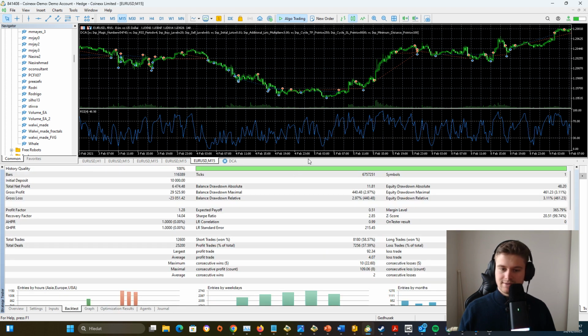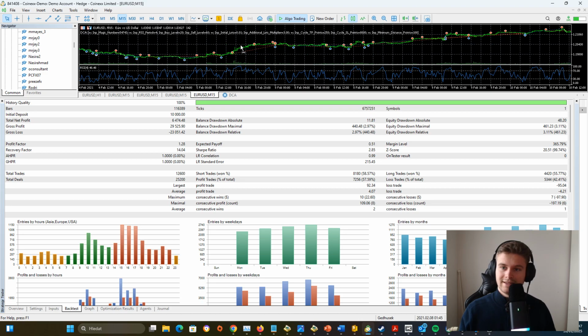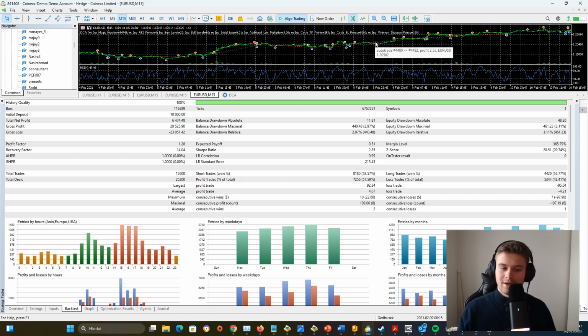If we check the backtest, we can see a few very interesting things. The first interesting thing is that it takes almost 13,000 positions, which is a lot. And here on our chart, we can see why. Average profit rate is very, very close to our average losing rate.